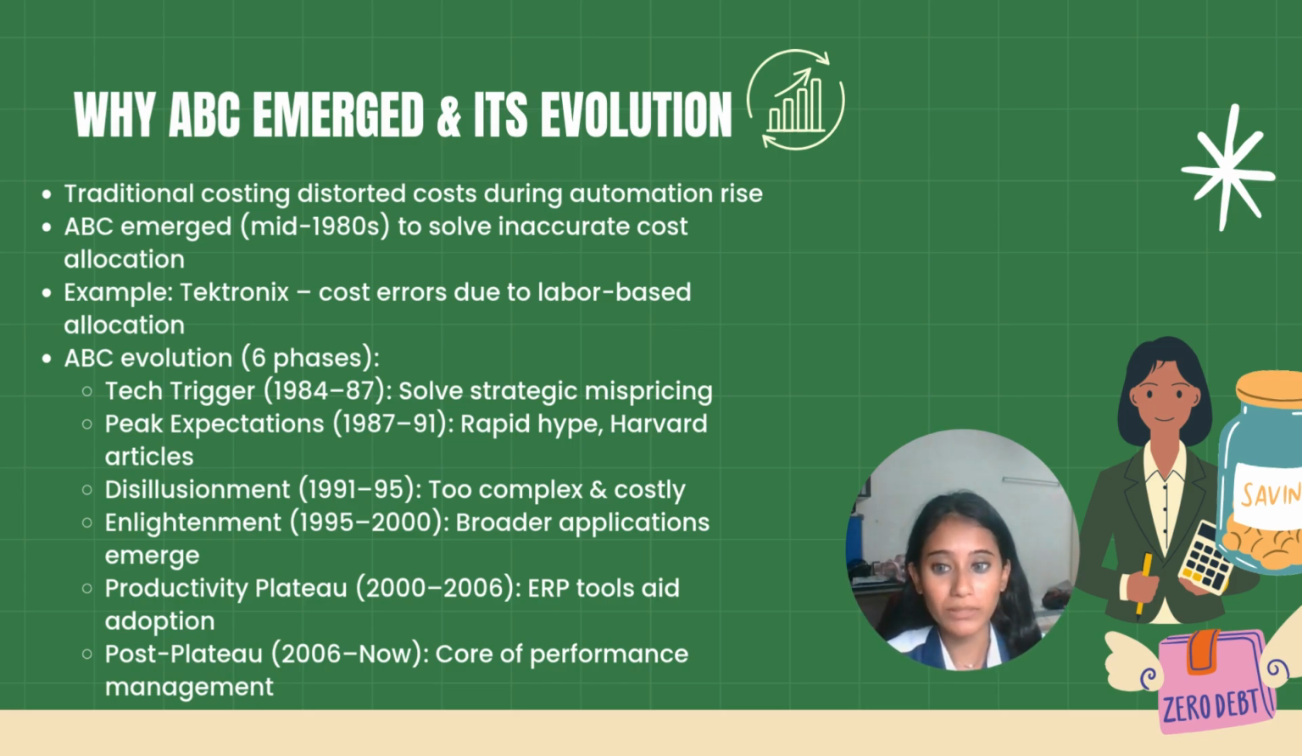Then we go to the plateau of productivity, which happened from 2000 to 2006, where ABC became easier to use with ERP systems. And finally, the last phase, which is the post-plateau phase, which started in 2006 and is going on till now, where ABC is a very core part of performance management.